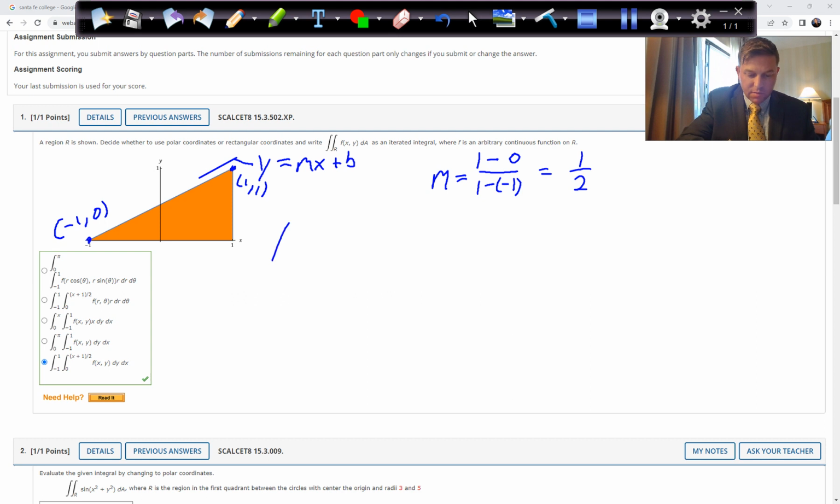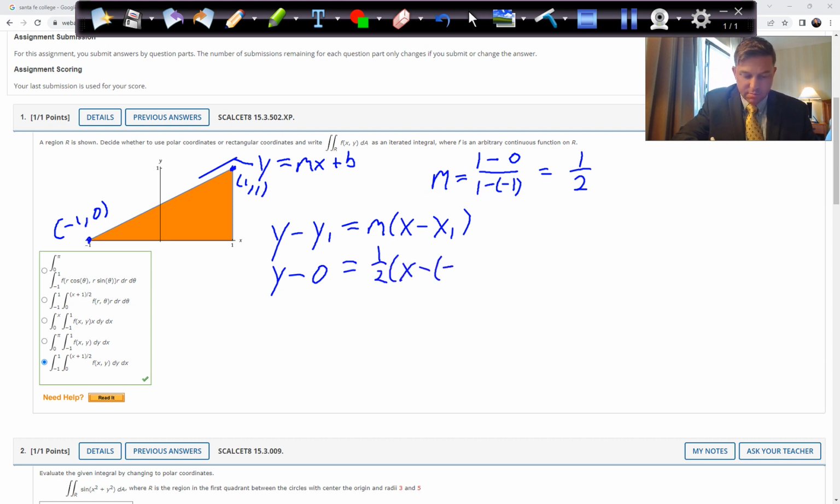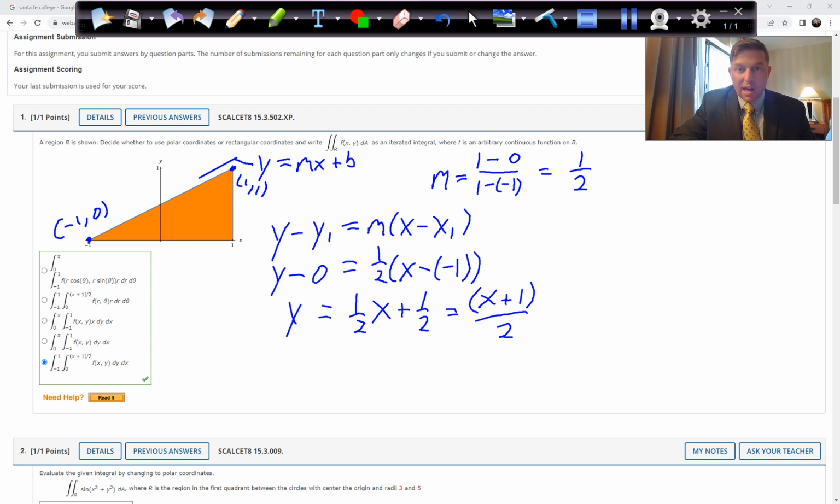And then we just need to plug in one of those points into point slope form. And let's go with the one where y is 0, the first point. So this is y minus 0 equals 1/2 times x minus minus 1. Y is equal to 1/2 x plus 1/2, and they're going to write that as x plus 1 over 2. So that is the equation of that line, and that is going to be how y varies.